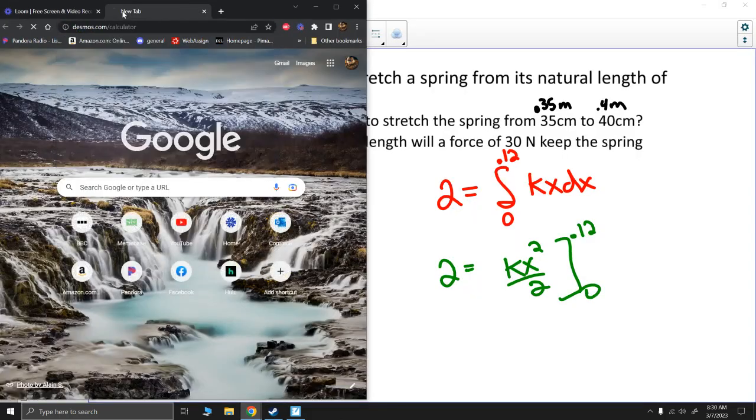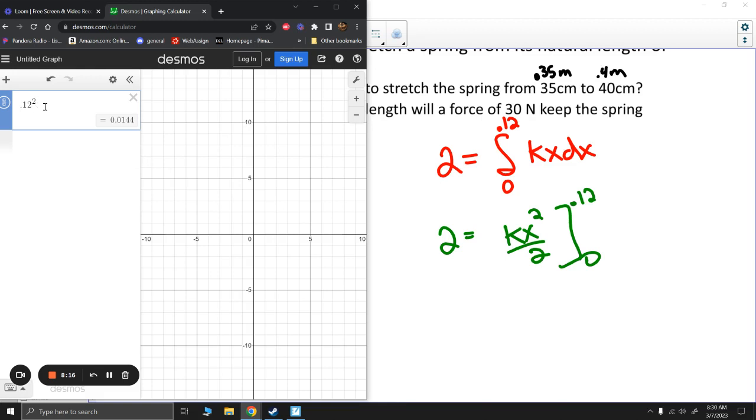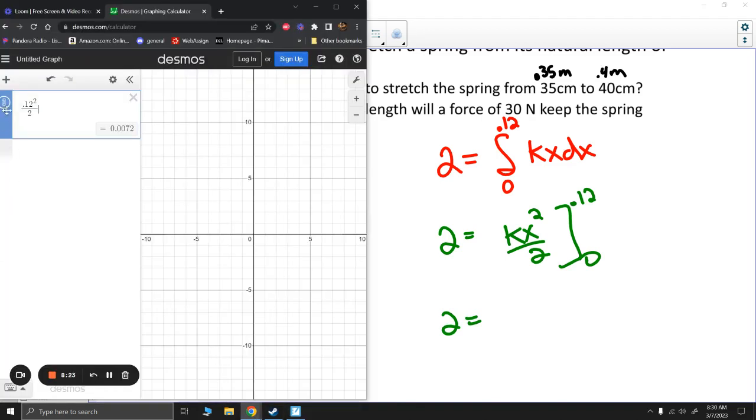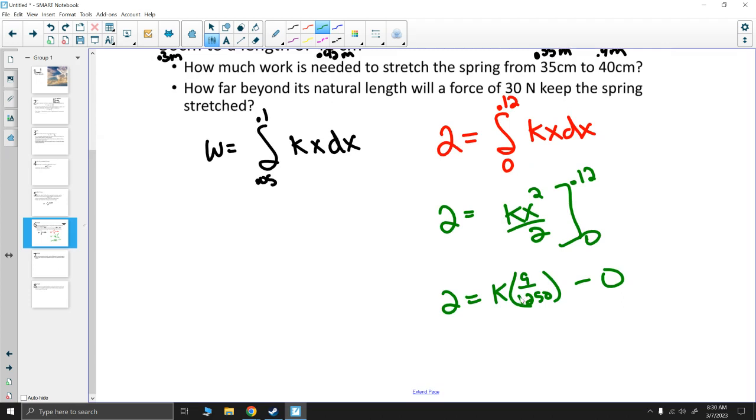Let me pull up Desmos real quick. Okay, so 0.12 squared, I guess I could have done that one. That's not that hard, over 2. All right, so we get 2 is equal to this thing. Maybe I should write it. K times 9 over 1250. Okay, minus 0. The 0 plugging in is just 0.